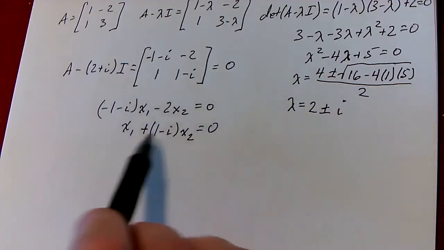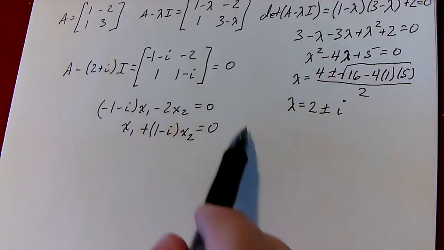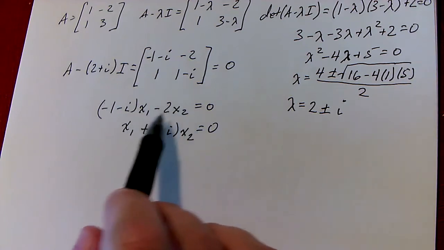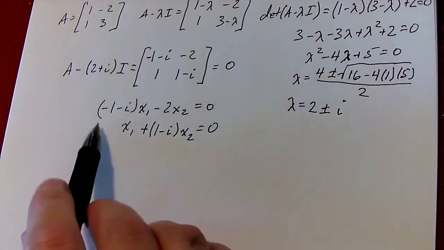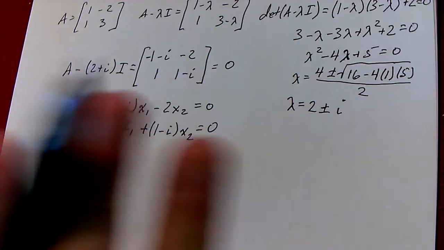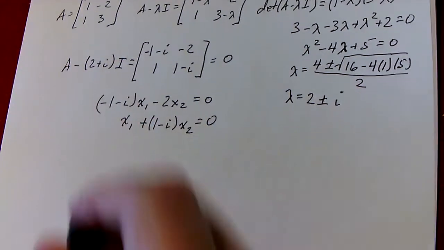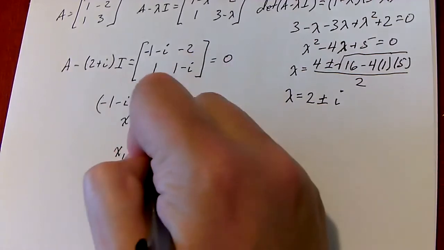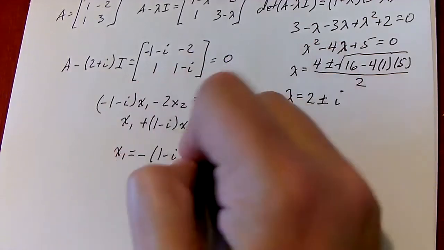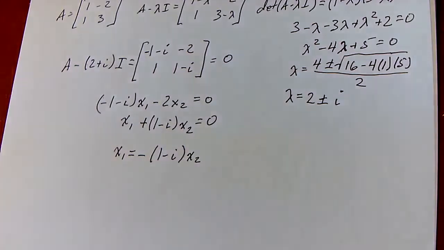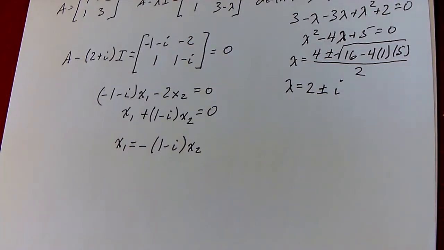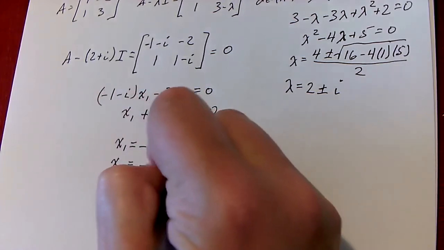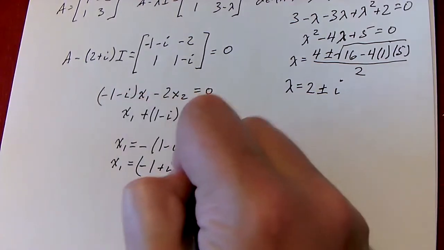I have this set equal to 0, so I'm going to choose the bottom one because it's going to be easier to solve for x1. x2 has a 2, I'd have to divide by 2, so you can use either one. There's no rules. They're simultaneous equations, so they both work. So I'm going to have x1 is equal to -1 minus i times x2, which is the same thing as x1 being -1 plus i times x2.